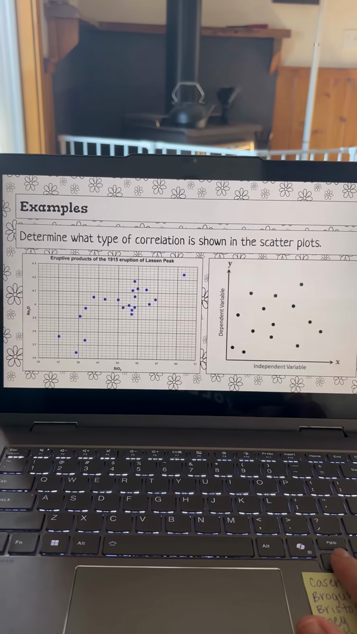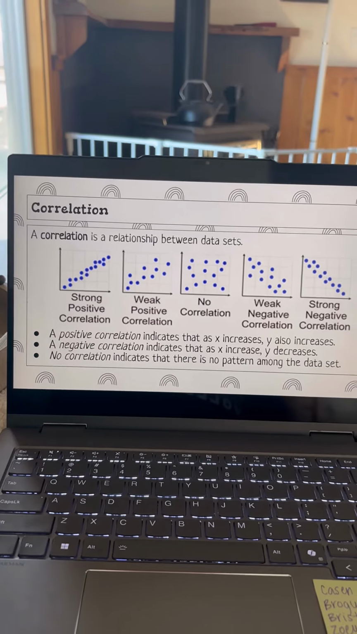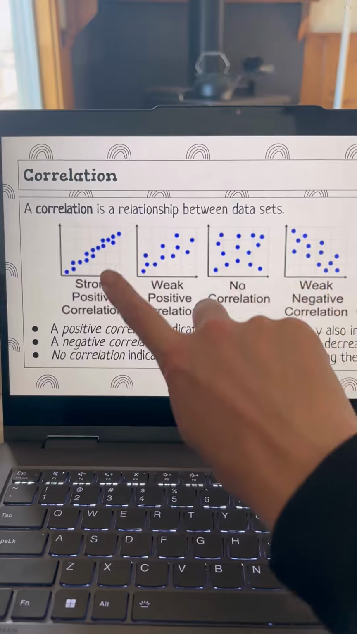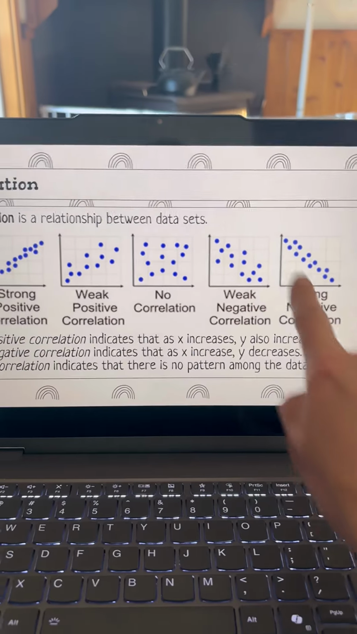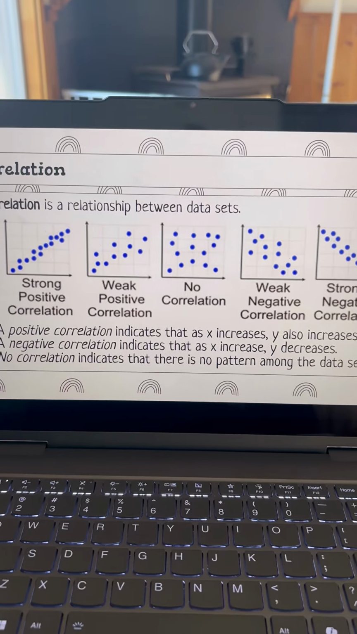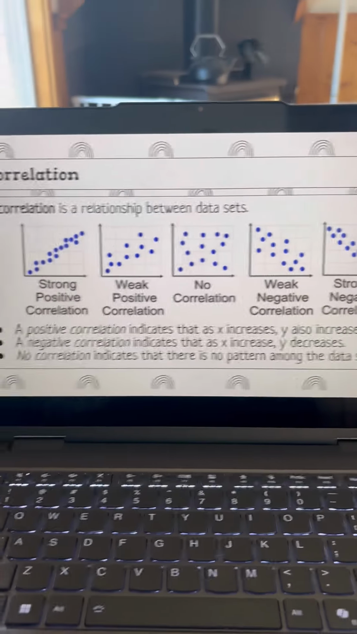And then we did correlation as a relationship between data sets. So if you have a positive correlation, it's going upwards. And if you have negative, it's going downwards. If it's all kind of scattered and there's not really a way that they seem lined up together, there's no correlation. And then this weak and this strong.